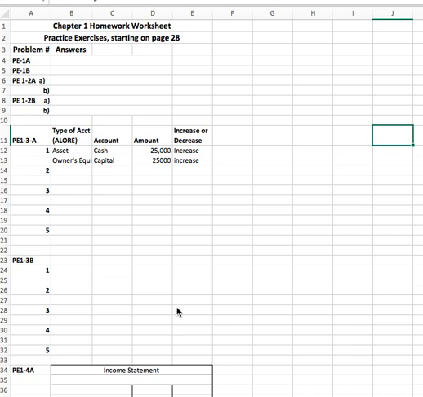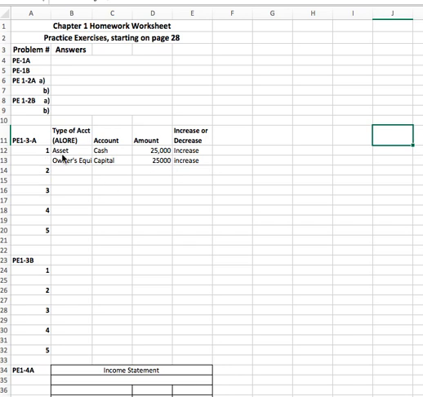Hey guys, this is just a few tips for completing this practice exercise worksheet. I want to talk to you for a couple of minutes about practice exercise 1-3A, which is on the bottom of page 28, top of page 29. You see there are 4 different columns that you're supposed to fill out.